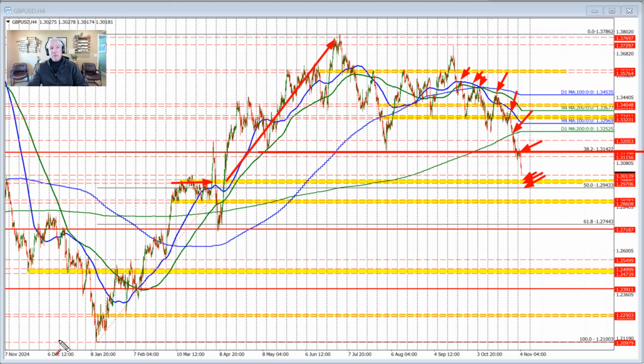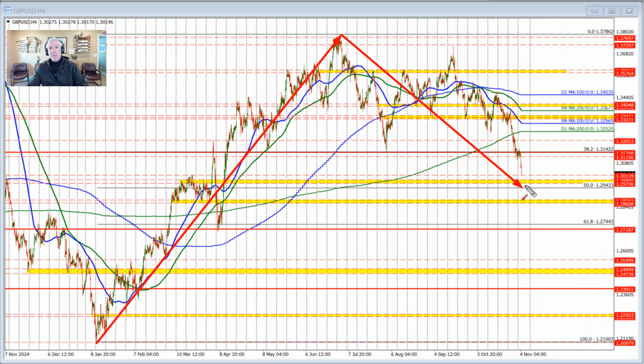by the 50% retracement of the move up from the low price from January of 2025 to the high price that we saw in the month of, I guess, June or July. The 50% level comes in at 1.29433. That's going to be another key level. So watch this area right here.